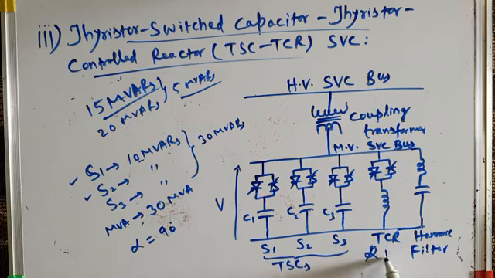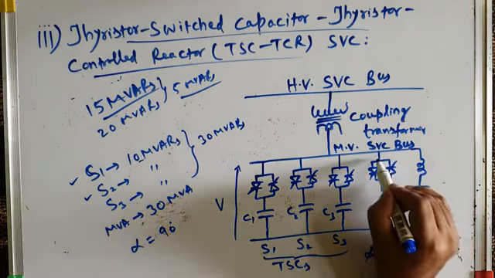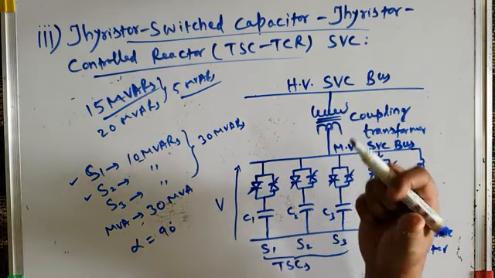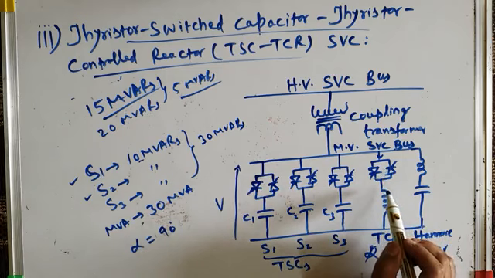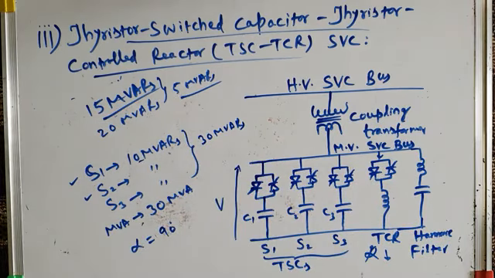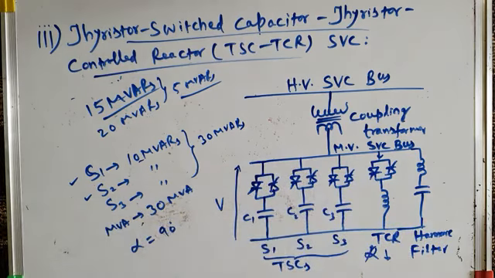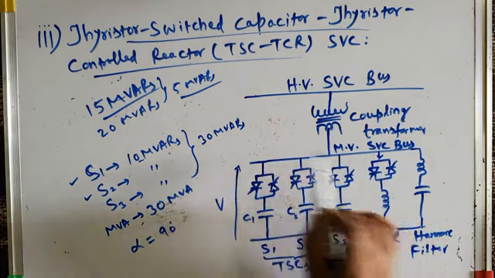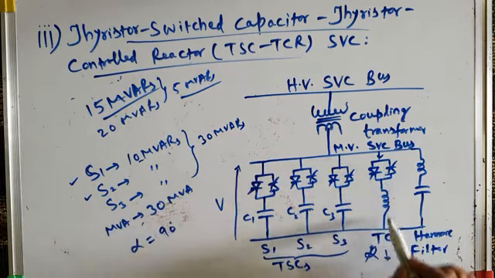Of course, it will decrease the delay angle of the TCR so that its susceptance increases and the current drawn by it increases, and it absorbs more reactive power. Earlier, in the previous case, it had to absorb only 2 megawatts. Now it has to absorb 5 megawatts of reactive power. So this balances the additional VARs, or surplus reactive power, which is the difference of the two. Surplus capacitive reactive power is absorbed by the TCR by delay angle control.